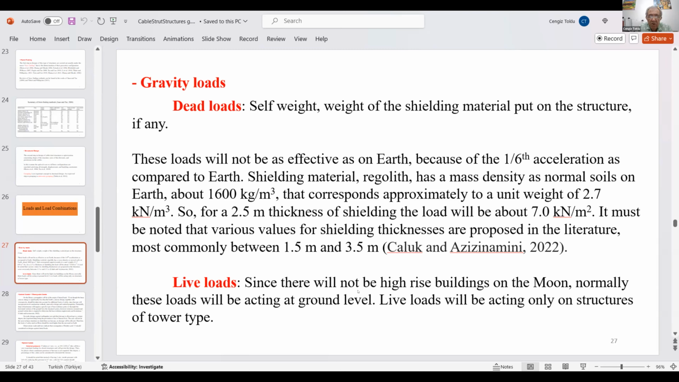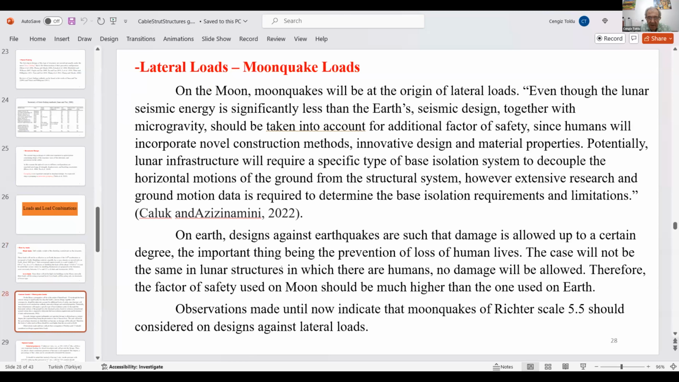Okay, so dead loads are less important on the Moon, but we have the shielding, so there is the weight of the shielding. Live loads are not very important because we do not have high-rise buildings. Moonquake loads are important. And the thing is that on Earth, the earthquake designs are done in such a way that the structure may have some damage, but the human lives will be saved.